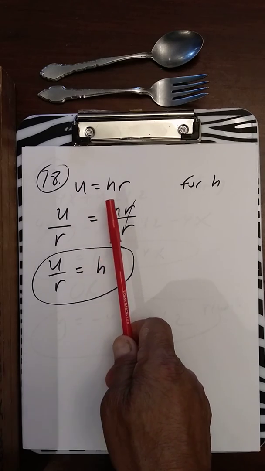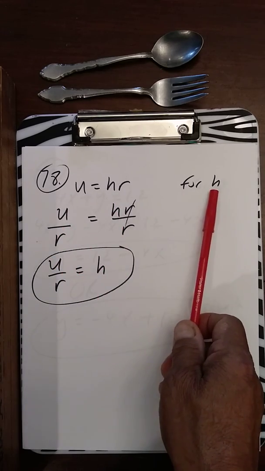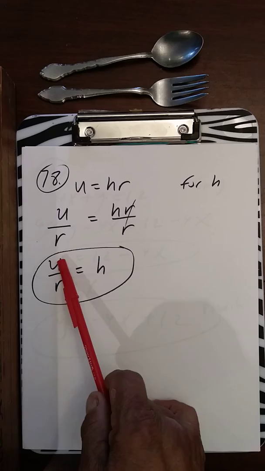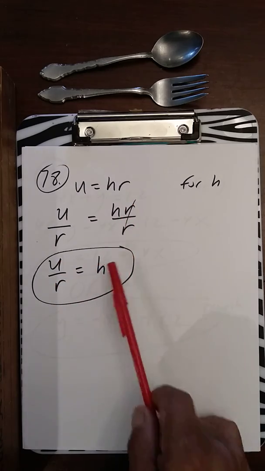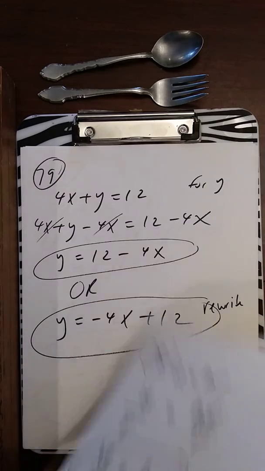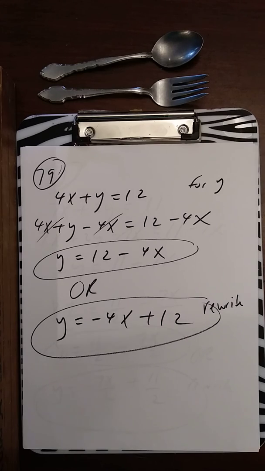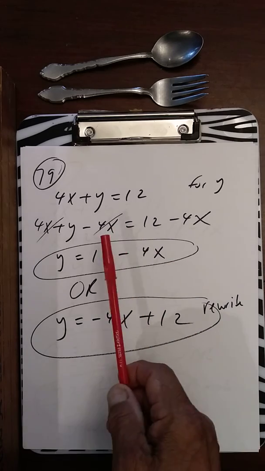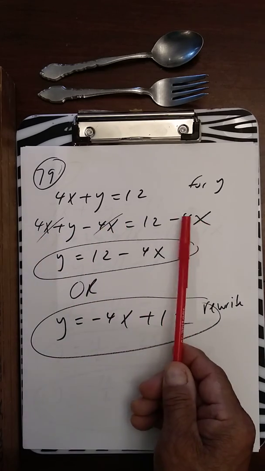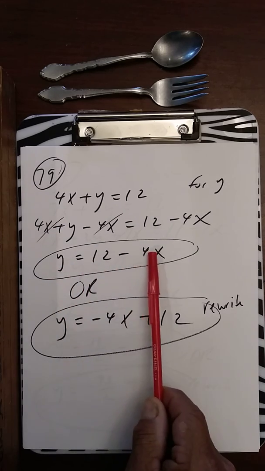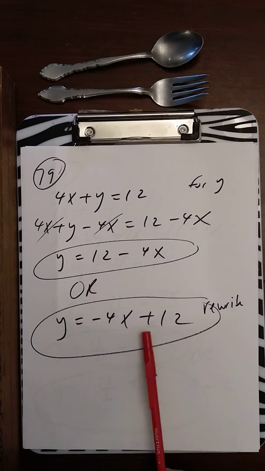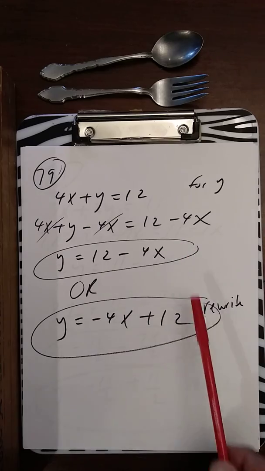U equals hr. You solve for h. Divide by r, so u over r is h. Solve for y. Subtract 4x, both sides, so you can have y equals 12 minus 4x, or negative 4x plus 12. You can rewrite it this or this way.